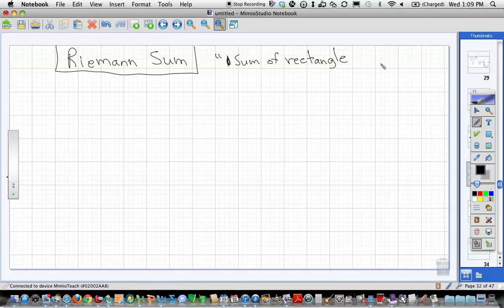Now, when you hear Riemann sum, the common, ordinary language, you want to think of it as a sum of rectangle areas. That's what a Riemann sum is. The sum of rectangle areas. So that's what you want to think of. But here it is in more formal language.